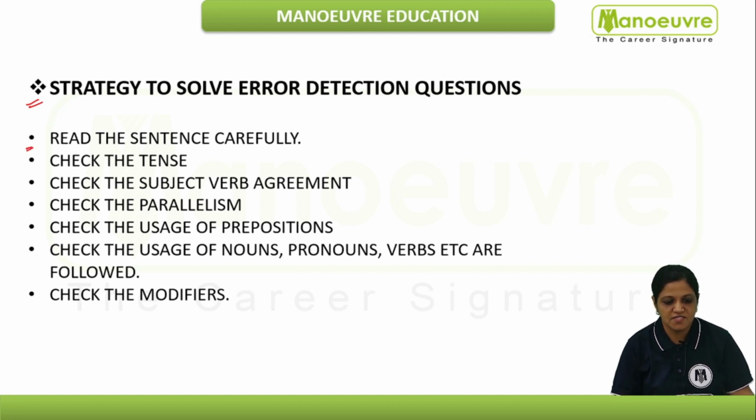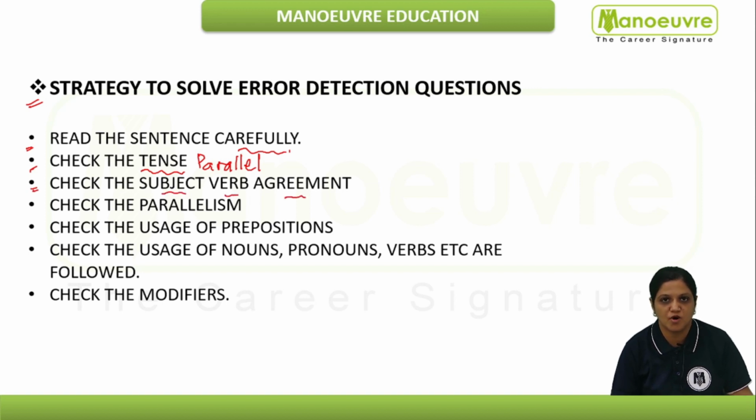Let's have a look at the strategy that we are going to apply to solve error detection questions. The first thing is read the sentence carefully. This is very important. Read each and every part of the sentence very carefully. Next, check the tense. A question of error detection is divided into 4 to 5 parts. You have to check the tense of all the parts and check that the tense is going parallel. So check the tense.